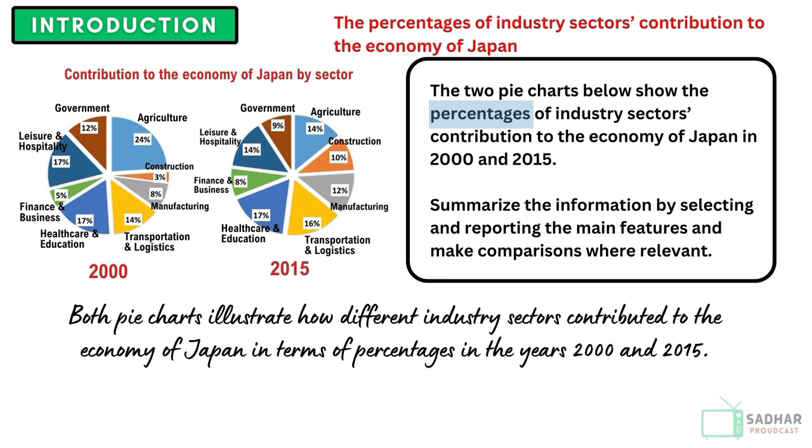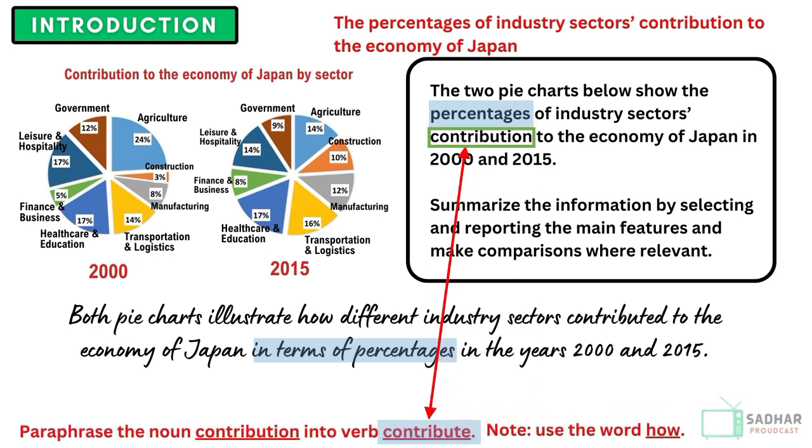Alright, the next one is we go with the next word, which is percentages. So we have percentages of industry sectors' contribution to the economy of Japan. For the word percentages alone, I change it into in terms of percentages. And then we have the word contribution, which is a noun. Then I change this noun contribution into the verb contribute. And in this case, I put an additional word, how.